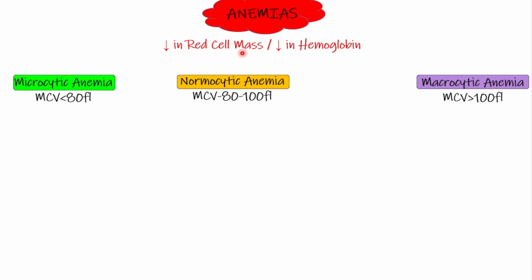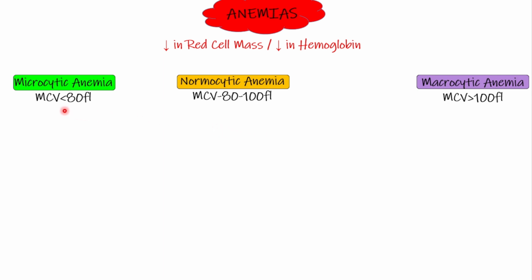So morphologically, anemia is divided into three types. One is microcytic anemia, then we have normocytic anemia, and then we have macrocytic anemia. So the normal size of the red blood cell, the MCV, is 80 to 100. So all the anemias having the normal size are known as normocytic anemias.